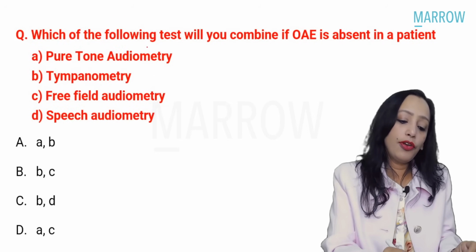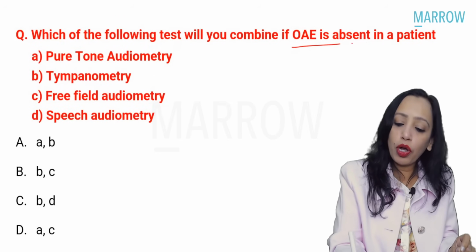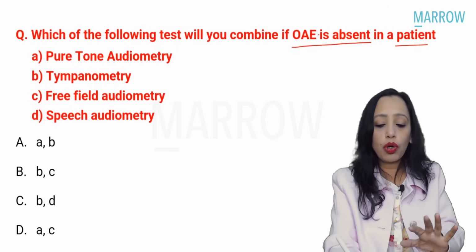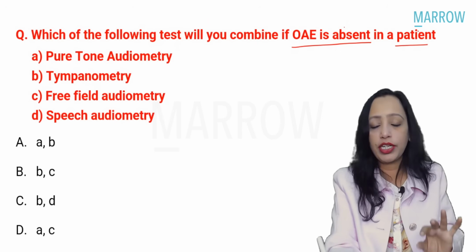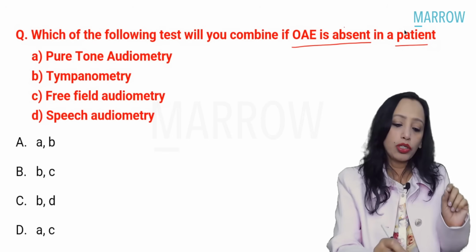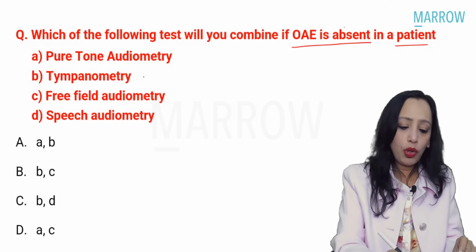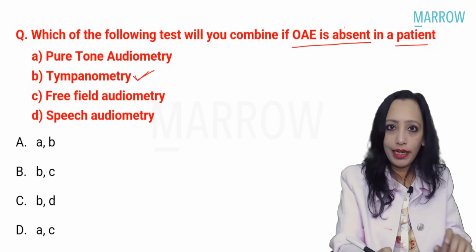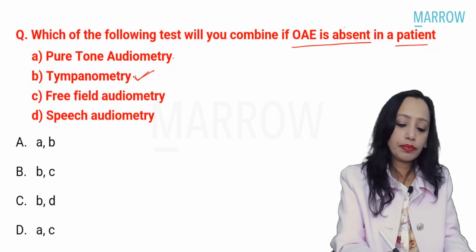So here, which of the following tests will you combine if otoacoustic emission is absent? So otoacoustic emission is absent in the patient. The age of the patient has not been mentioned, whether it is a child or an adult. So which test will you combine? Yes, we know that tympanometry we are going to combine. Definitely, we are sure about that.